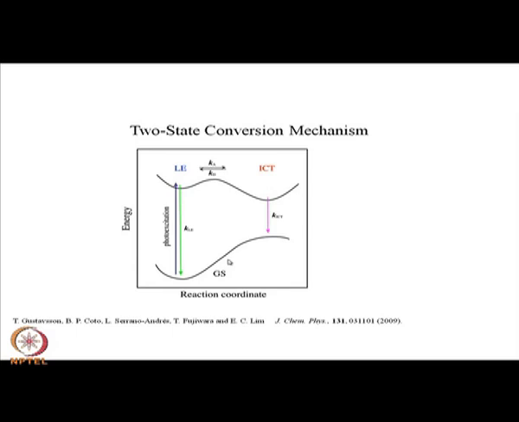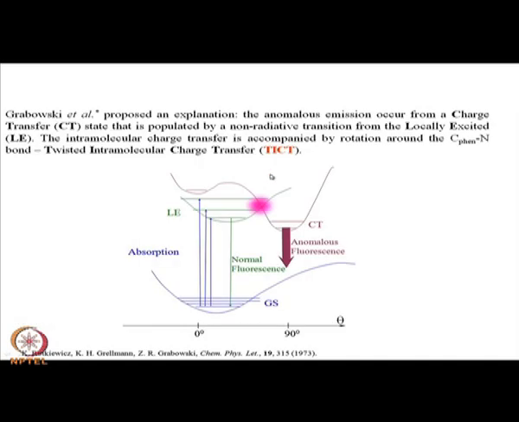So, this is a two-state conversion mechanism. This is the LE state and this is your ICT state. Okay. So, Gabrowski et al., taken from Chemical Physics Letters in 1973, in 1973 proposed an explanation for the anomalous emission, which occurs from a charge transfer state that is populated by a non-radiative transition from the locally excited state.